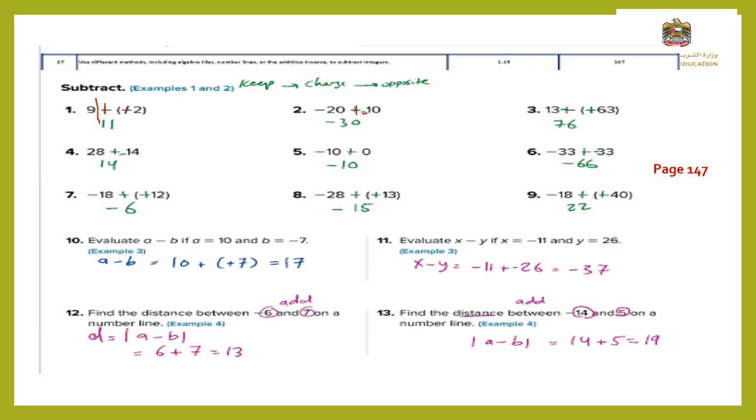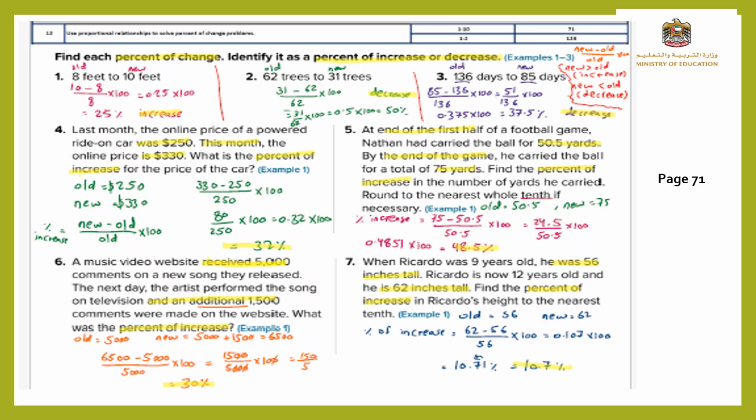Here they have given you A and B, find A minus B, or evaluate A minus B. A is given as 10, B is given as minus 7. So 10 minus negative 7. 10 minus negative 7 means here change the sign, in this also change the sign, and add. This is the procedure. Look here.